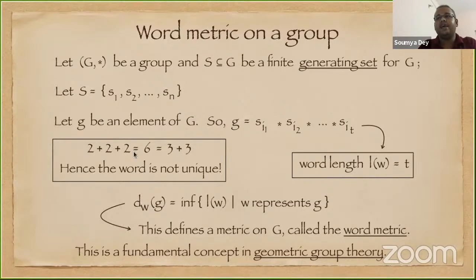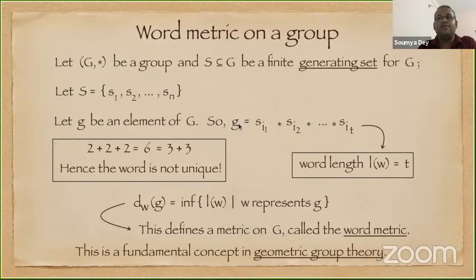So we have seen again that this is not unique. So for every g, you consider all words in these Si's. This can be a big set, right? This g can be written as many different words. All of them may be equal to g, right? And for each of these words, you talk about the word length of the word. In this case, we have t many Si's, so the word length is t in this case.